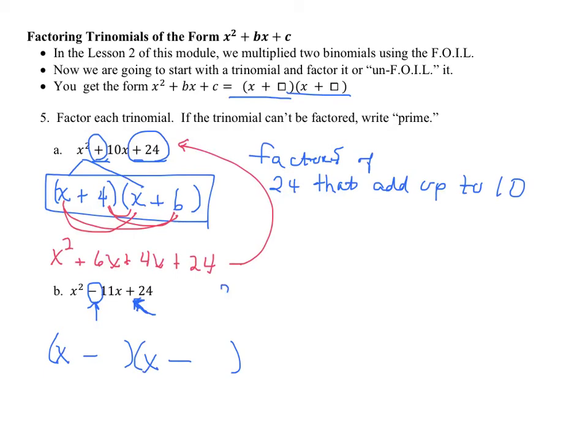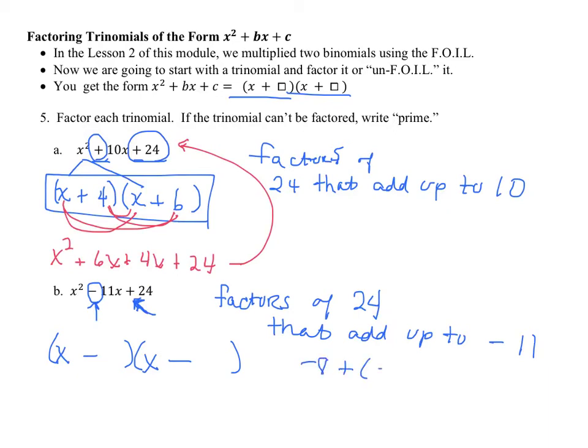And then I need to get the factors of 24 that add up to negative 11. And you're like, what? So 24, negative 8 plus a negative 3 will add up to negative 11, which is inside. But I already have my little negative signs there, so I can just pop in an 8 and a 3.